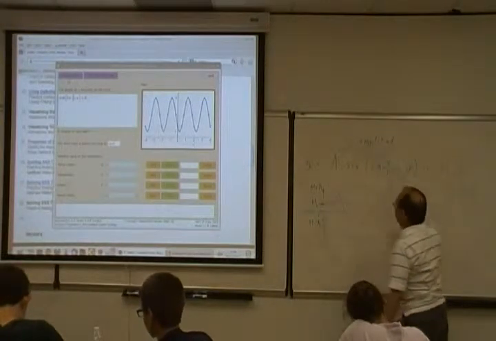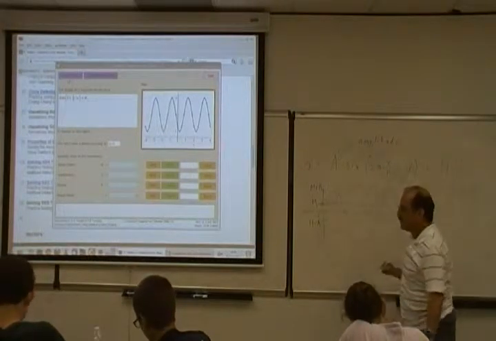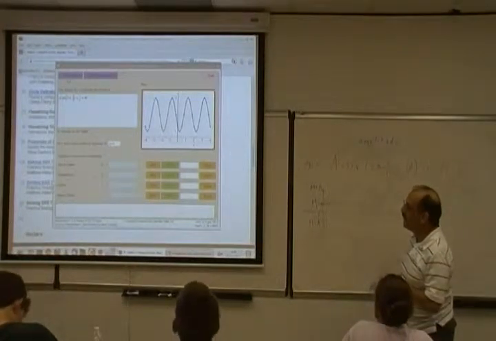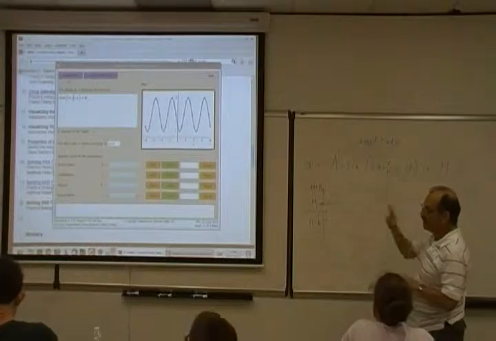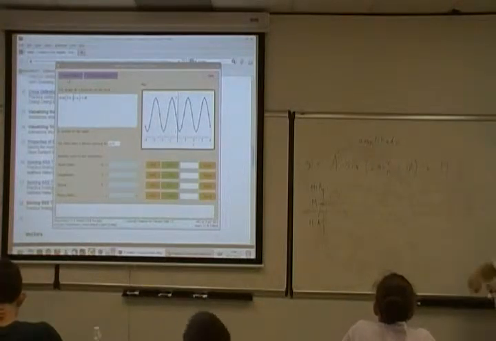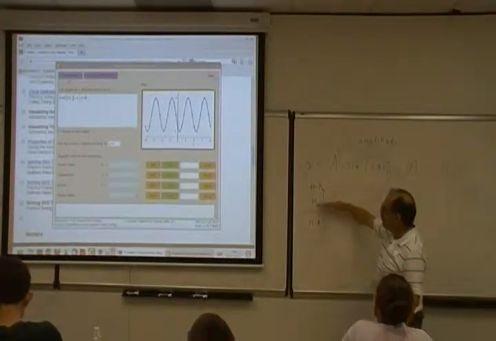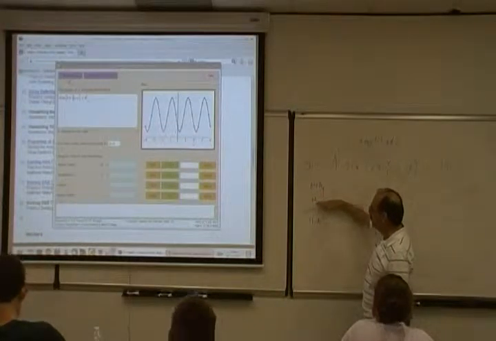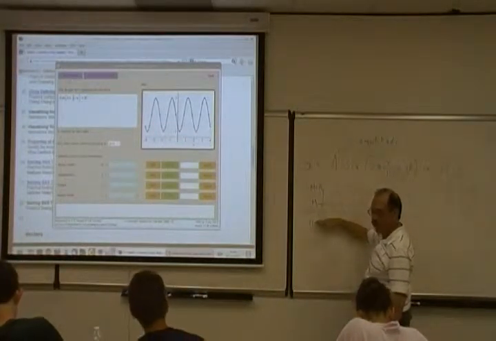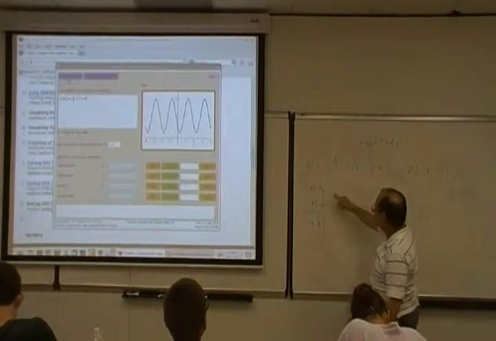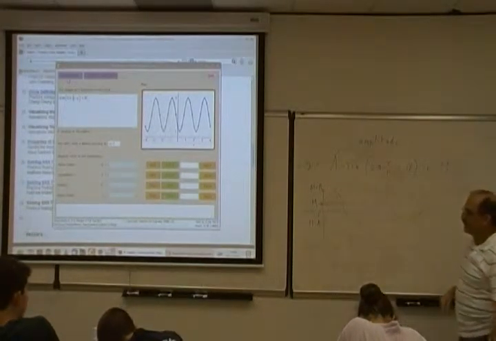And this is more physics than math. The words are used in math too, but they come from physics. The amplitude of a sine wave is how big it is. And it is the vertical distance from the center line to either the peak or the trough. That's called a peak, that's a trough. Okay?